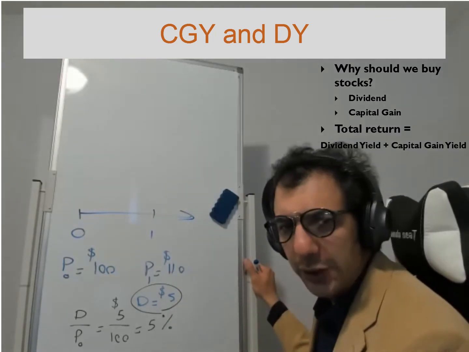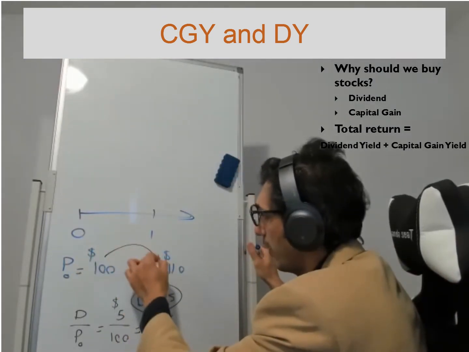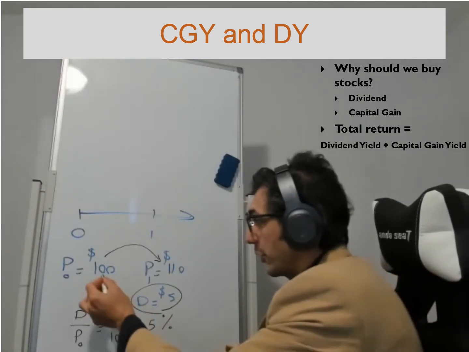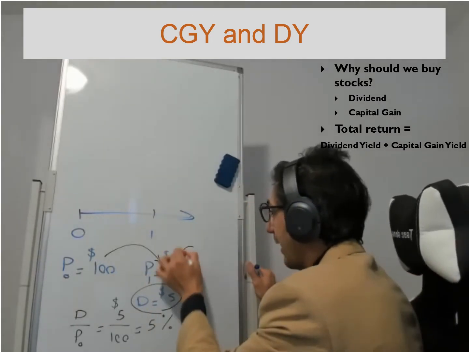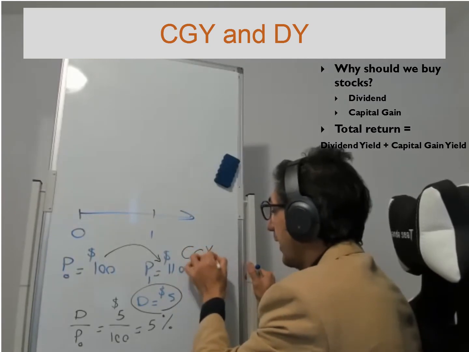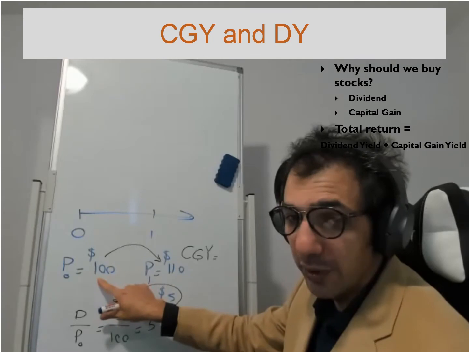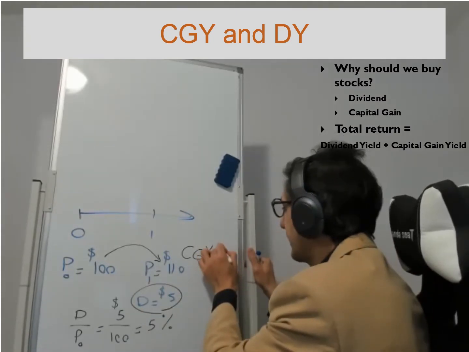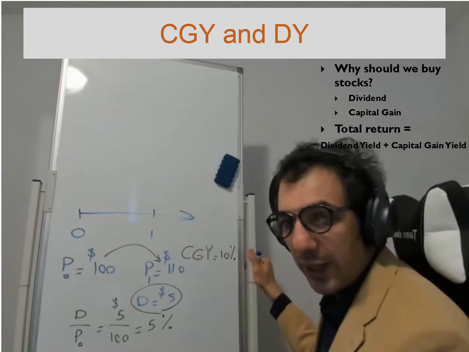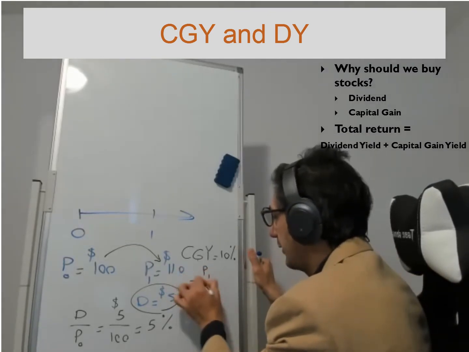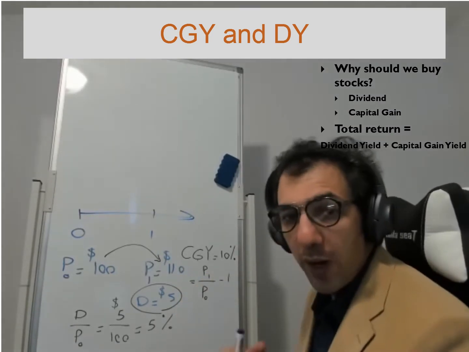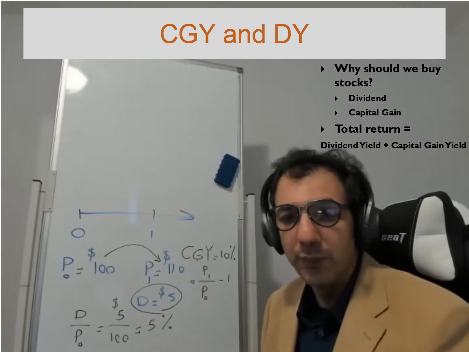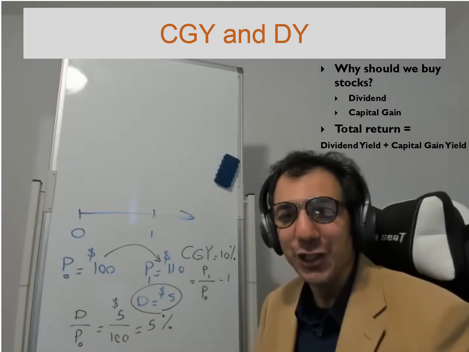What about your other source of return? What's happening here? The price is going up from 100 to 110. So the difference between the stock prices is called capital gain. So your capital gain in this case is $10. And if you divide the capital gain, $10, by the initial price, which was 100, you can find the capital gain yield. So in this case, your capital gain yield is 10%. In a nutshell, you can write down the formula: the capital gain yield is P1 divided by P0 minus 1. If you want to see how much gain in terms of percentage you had, you can divide P1 by P0. It shows how much the price is changing, again in terms of percentage.